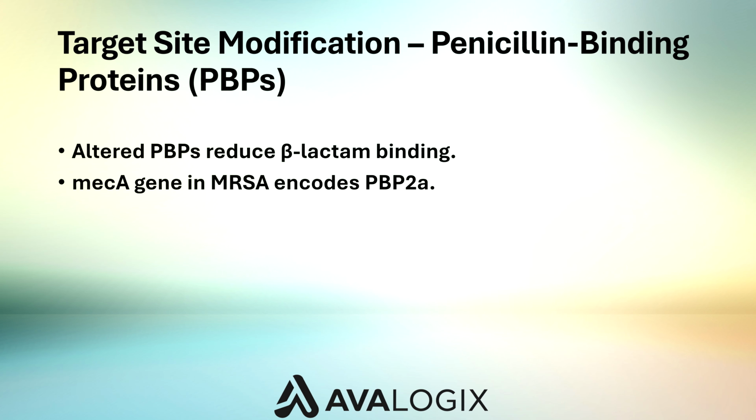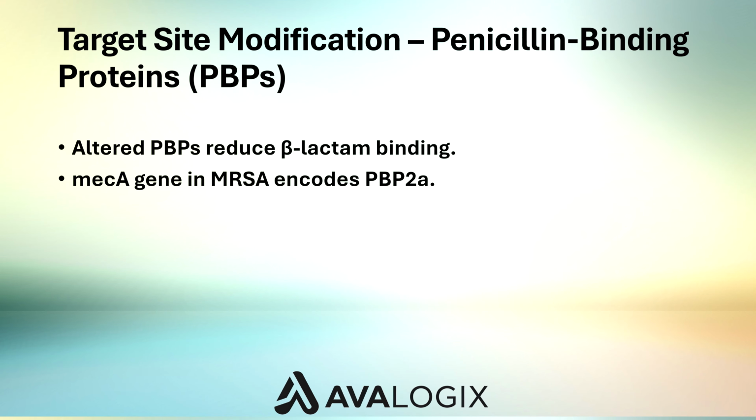What's interesting is that these modified PBPs still carry out their function in cell wall synthesis. They just don't interact with the antibiotic. This mechanism makes infections like MRSA and penicillin-resistant pneumococci difficult to treat with conventional beta-lactams. Instead, we need to use alternatives like vancomycin or linezolid, which are more expensive and have more side effects. Understanding this mechanism helps explain why some beta-lactams work in certain cases but fail in others.